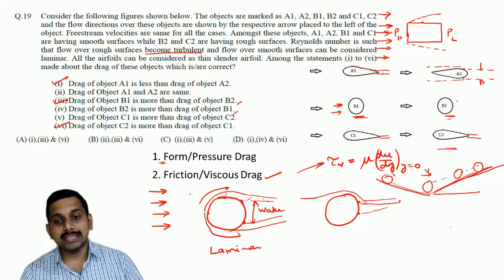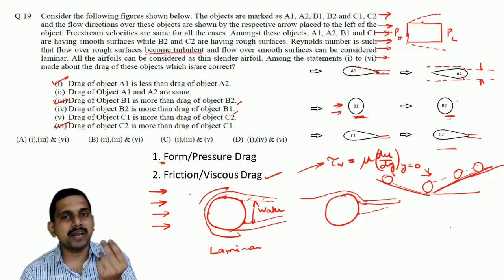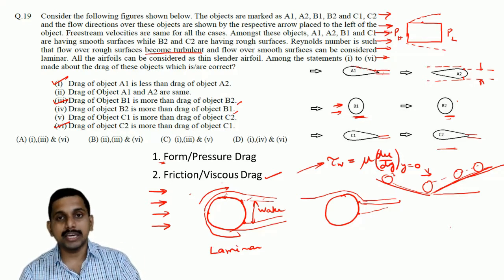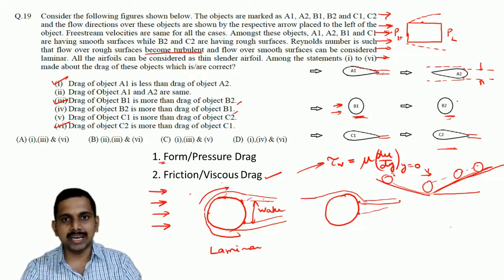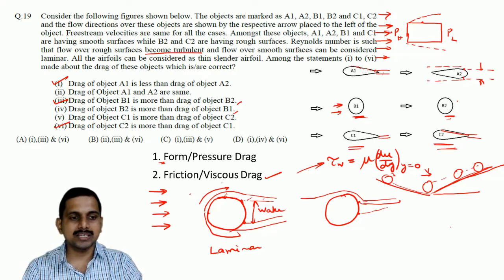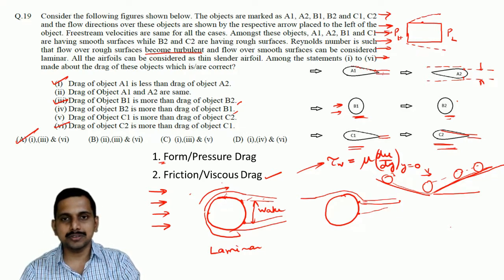Whereas in this case the reduction in the form drag is very small because of the turbulent flow, but the friction increases because there is more area here. That more area increases skin friction drag. That is why C2 is greater than C1. Correct? So this is the answer. So answer is A. I hope you have understood this, students.